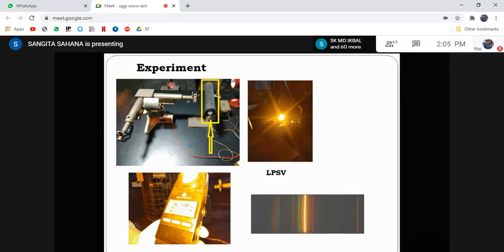Now, this is the instrument, the constant deviation emission spectrometer. Here we have the source, the low pressure sodium vapor source, and this is the appearance of that lamp when it is on.